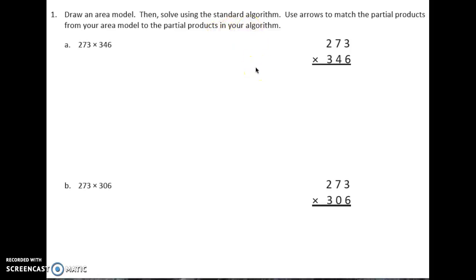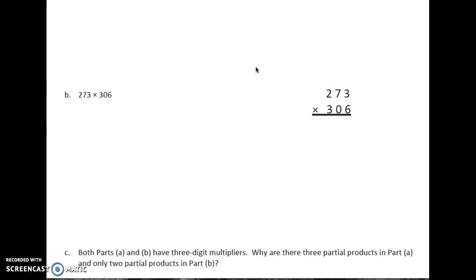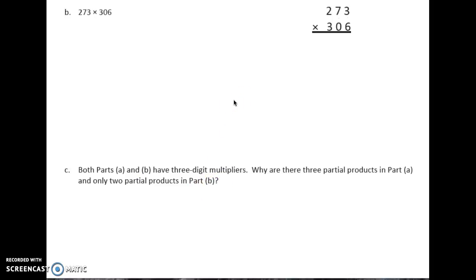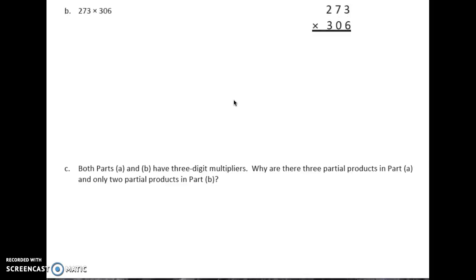I'm going to skip over problem A and go to B and take a look at C before we even begin. C is saying that both parts, A and B, have 3-digit multipliers. And then it's asking us to explain how come there's 3 partial products in part A, but there's only 2 of them that show up in part B. And so we're going to explore this together. So starting with the very first one.